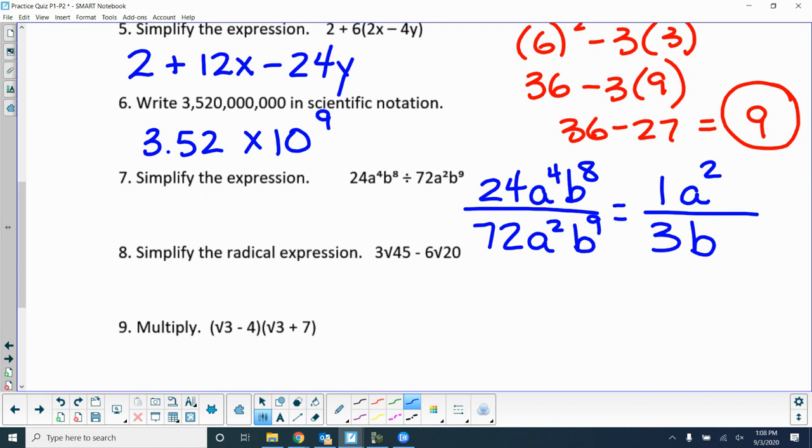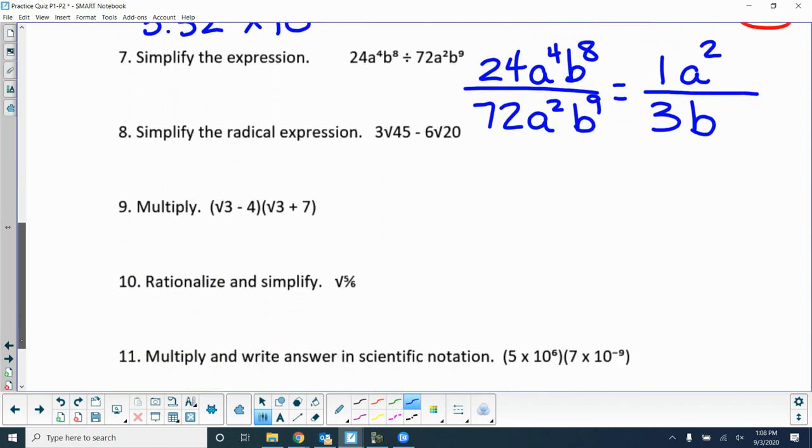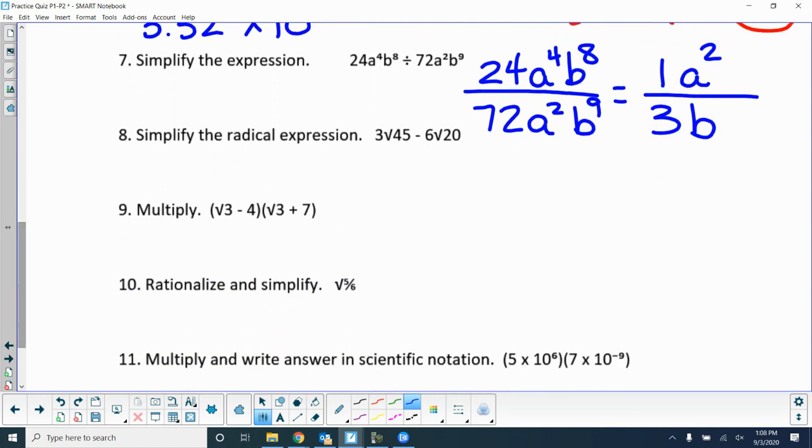Okay. Number 8's like to warm up. We have radicals, and they're not the same. I can't subtract the radical 20 from the radical 45. They got to be the same number underneath. So I do my factor tree again. Okay, so for this one, I can take the square root of 9, 3, times that 3, and get 9, and the 5 is left.